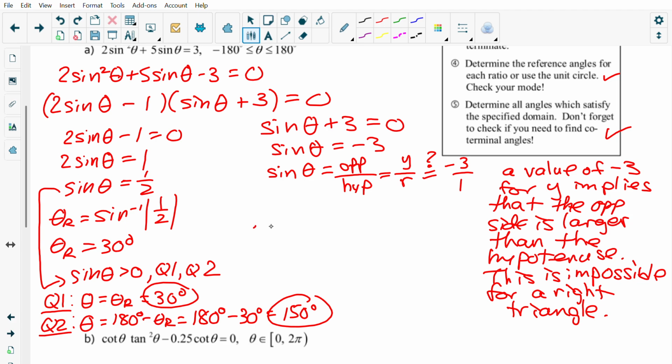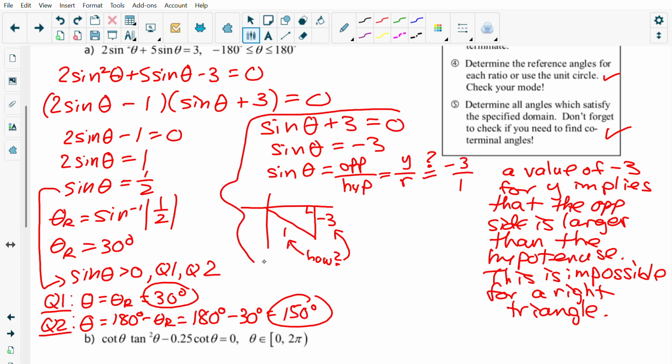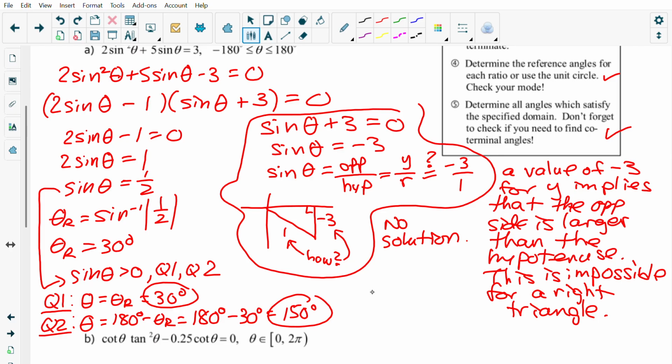So if I have a right triangle and the y value is -3, so let's say this is in quadrant 4, right? So the y value is -3. How can I have a hypotenuse of 1 when my y value is -3? So this whole thing will give you no solution. Okay, so no solution is possible here.